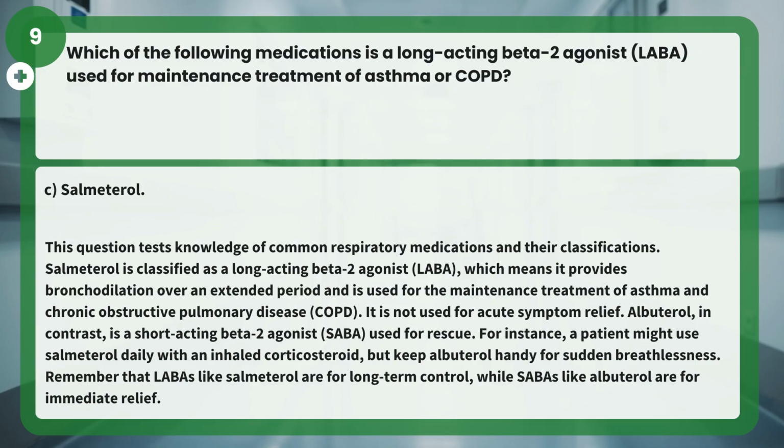Albuterol, in contrast, is a short-acting beta-2 agonist, SABA, used for rescue. For instance, a patient might use salmeterol daily with an inhaled corticosteroid, but keep albuterol handy for sudden breathlessness. Remember that LABAs like salmeterol are for long-term control, while SABAs like albuterol are for immediate relief.